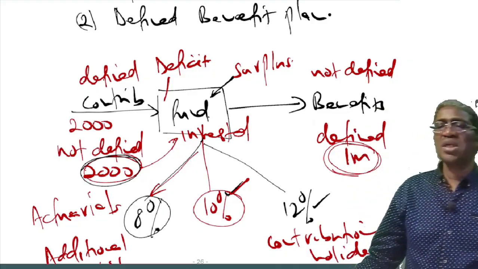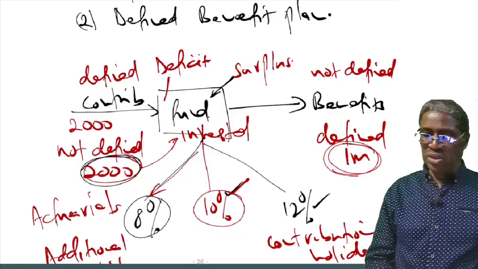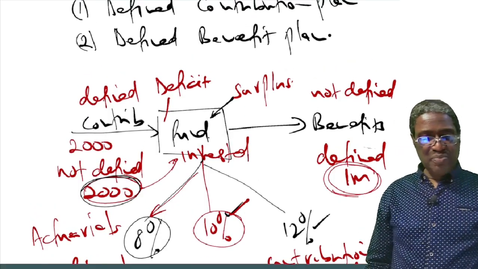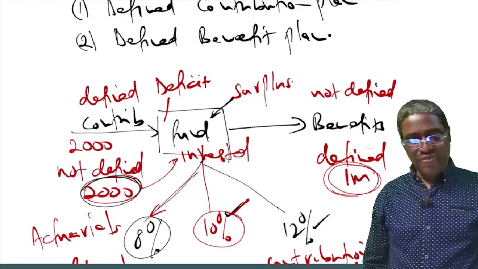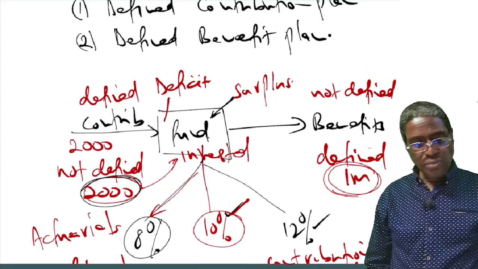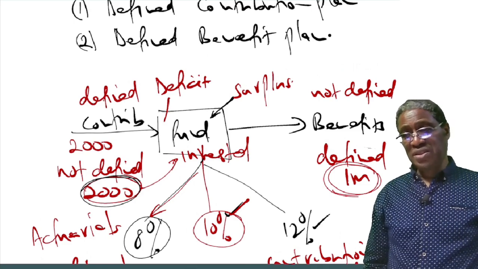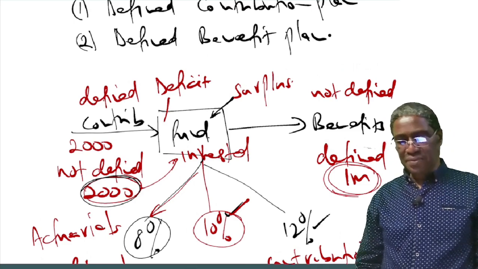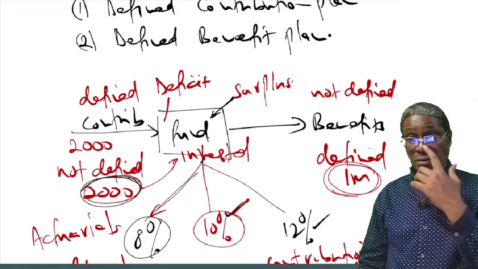Okay. Another paragraph. That's number one. Number two, defined benefit plan. That's number two.